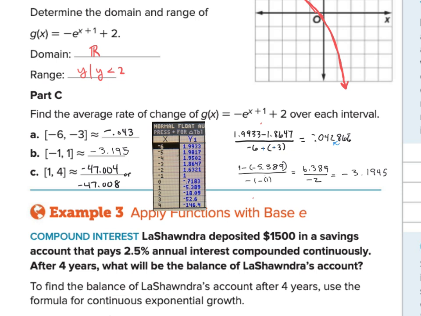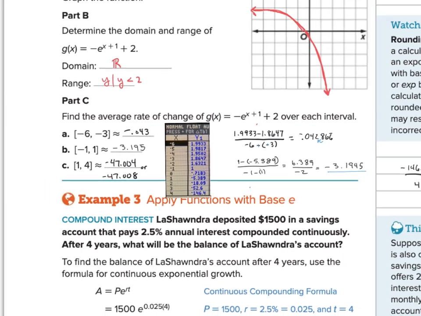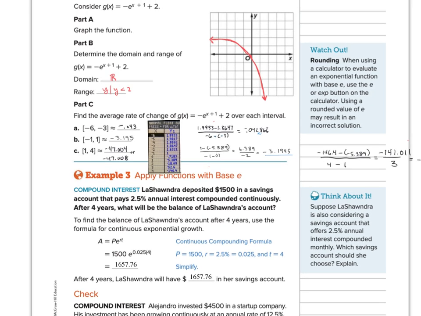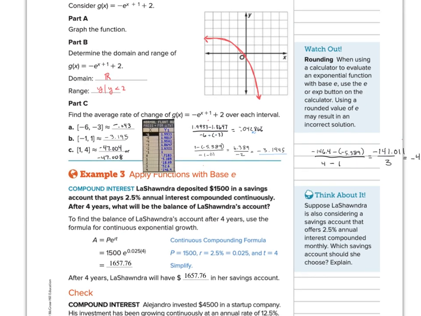Now when I do the next set, I end up with 1 minus -5.389 divided by -1 minus 1, or divided by -2. So I end up with -3.1945, which I rounded up to -3.195.